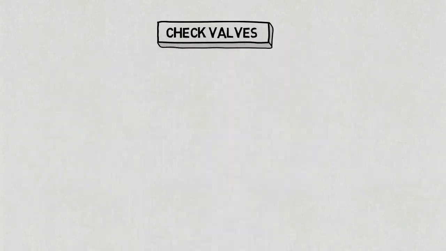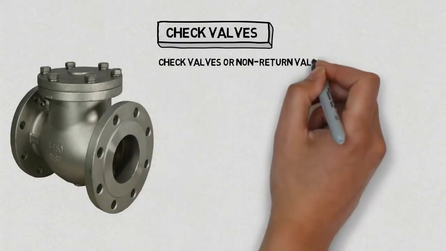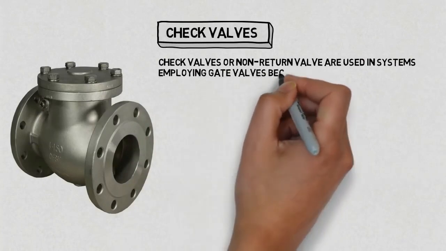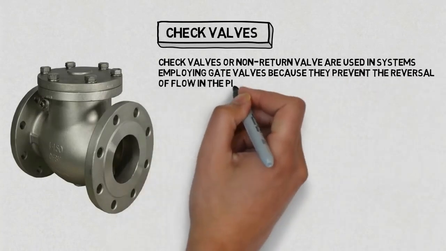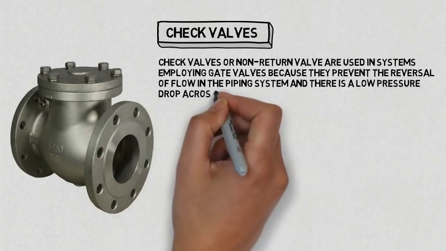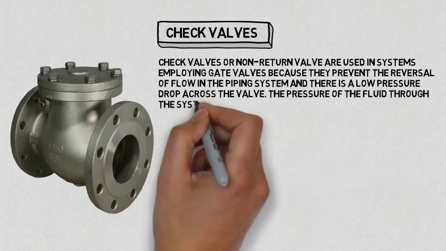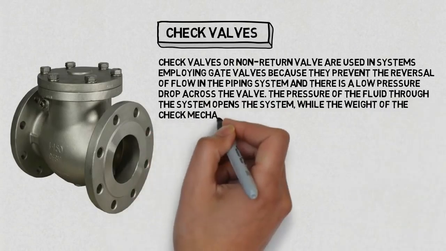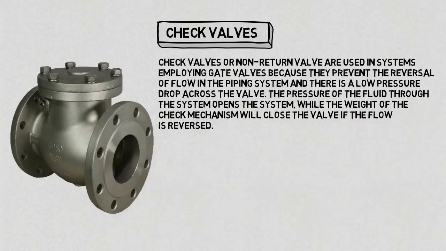Check valves. Check valves, or non-return valves, are used in systems employing gate valves because they prevent the reversal of flow in the piping system, and there is a low pressure drop across the valve. The pressure of the fluid through the system opens the valve, while the weight of the check mechanism will close the valve if the flow is reversed.